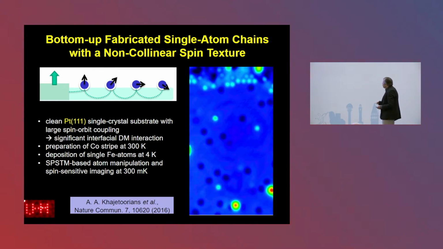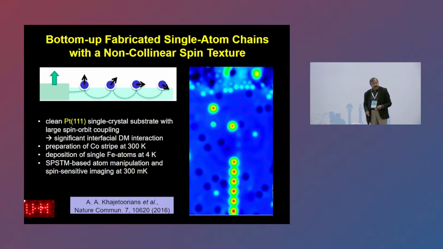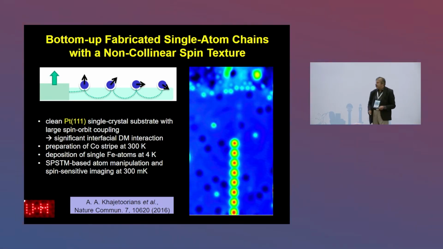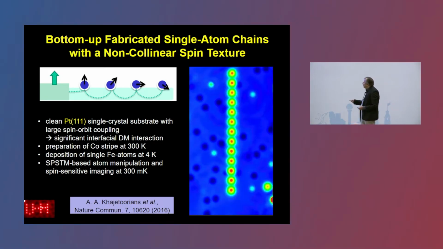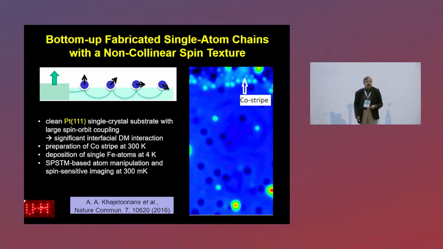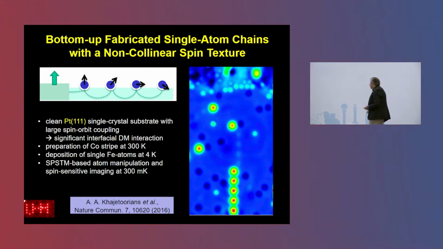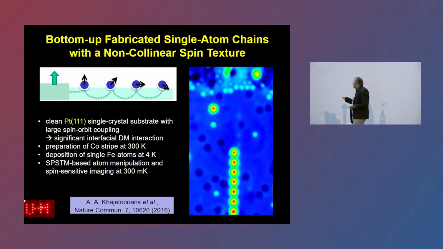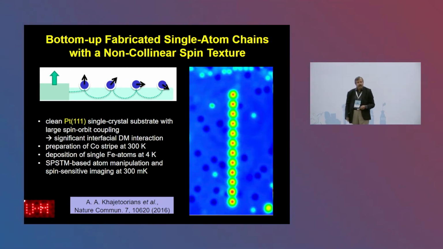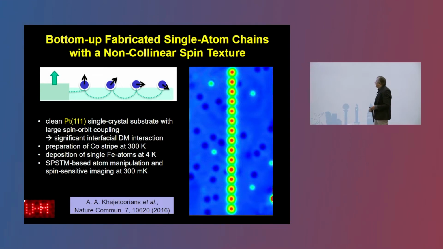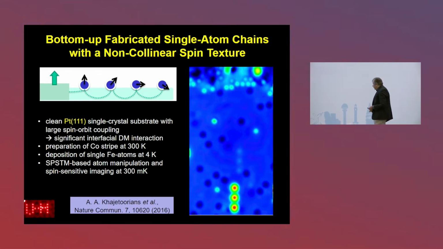And what we can do is we can really predefine the distances between the atoms. We can, of course, also select the species here. We can select the substrates. In this case, we have purposely chosen a substrate where we expect high spin orbit coupling. And that has an influence on the spin texture of this chain, because as we will see, we will not have a typical collinear state as we would expect for iron, but we have a non-collinear state.